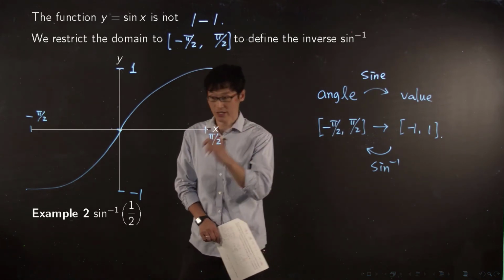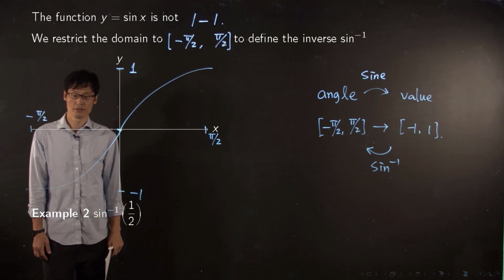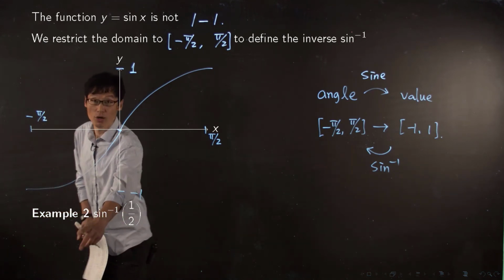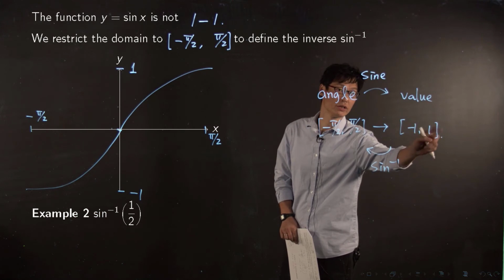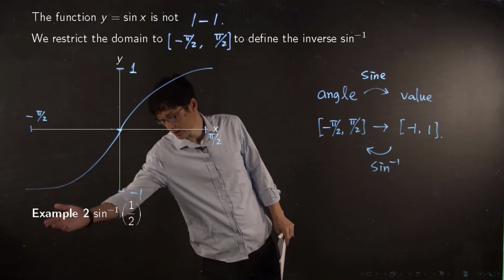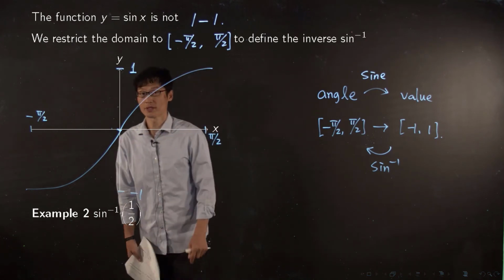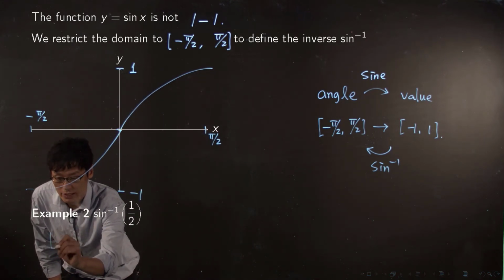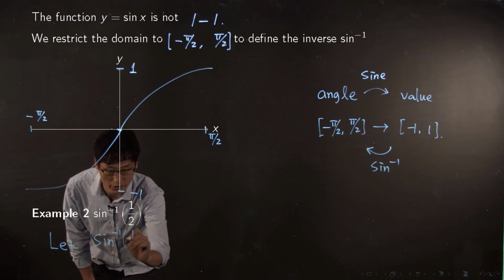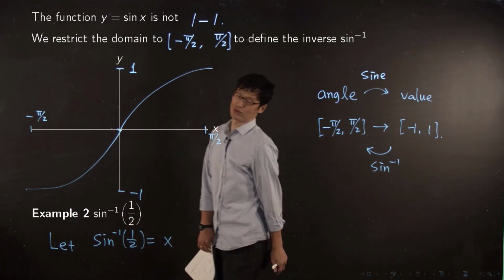Okay, here is a quick example. We want to find sine inverse applied to 1/2. Well, this 1/2 is some certain value here, and the result must be some angle. So we are after some angle so that 1/2 is the assigned value. We can start by letting sine inverse of 1/2 equal x. This is unknown, so we can use unknown x.